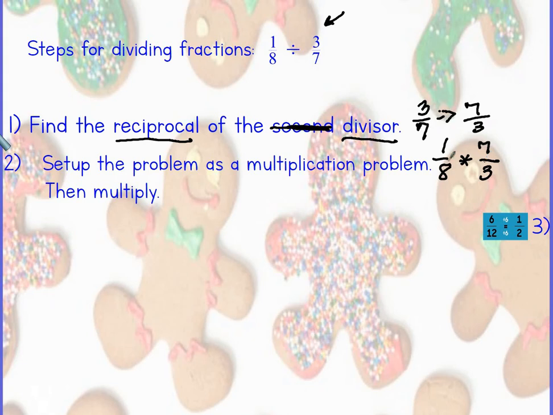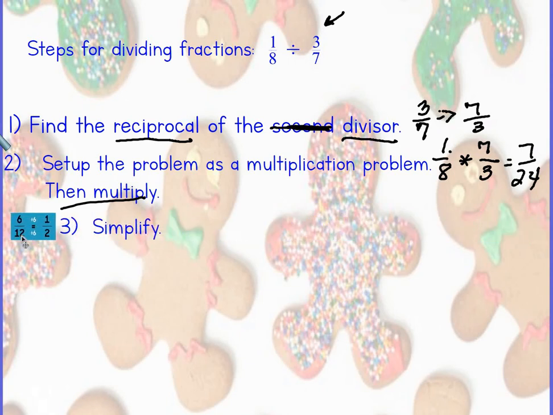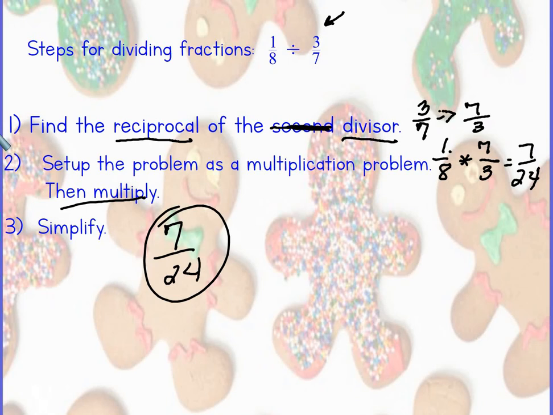So here we have 1/8 times 7/3. And now I'm actually going to do that multiplication. I get 1 times 7 is 7, and 8 times 3 is 24. And then my last step will be to simplify or convert when necessary. So in this case, 7/24 cannot be simplified, so my answer is simply 7/24.